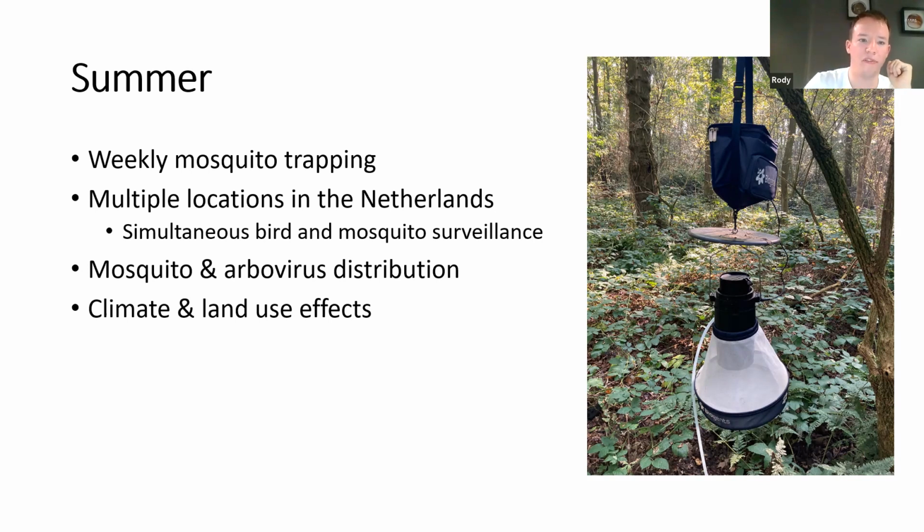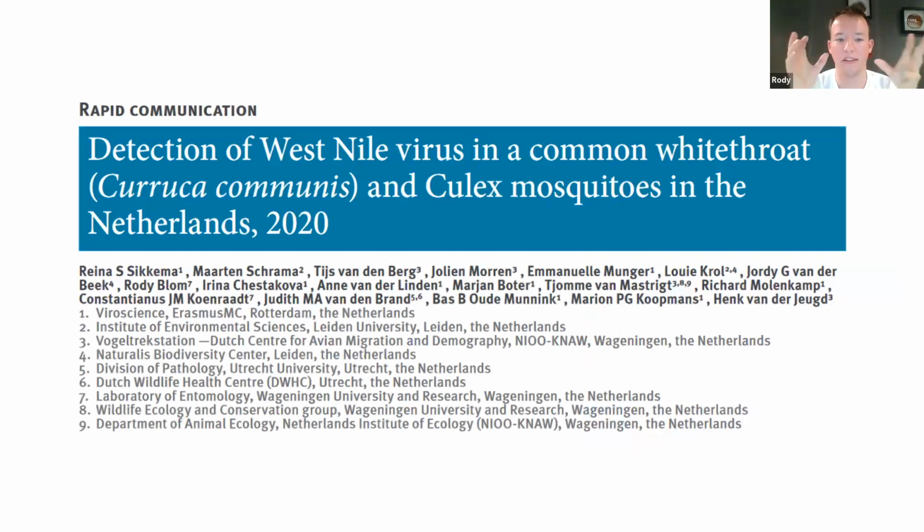I won't go into depth on that too much, but something that I want to show is that this surveillance system that we put into place led to the first detection of West Nile virus in the Netherlands. The interesting thing was that we found it in both mosquitoes and birds, which really showed that this virus was circulating locally. So it wasn't just an infected bird that got here from abroad and was sampled; we really showed that it was circulating locally.